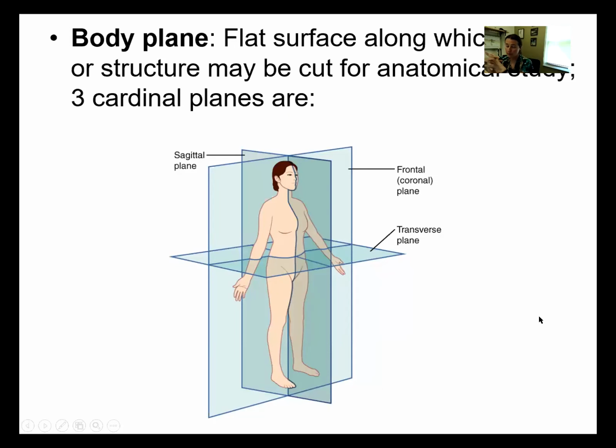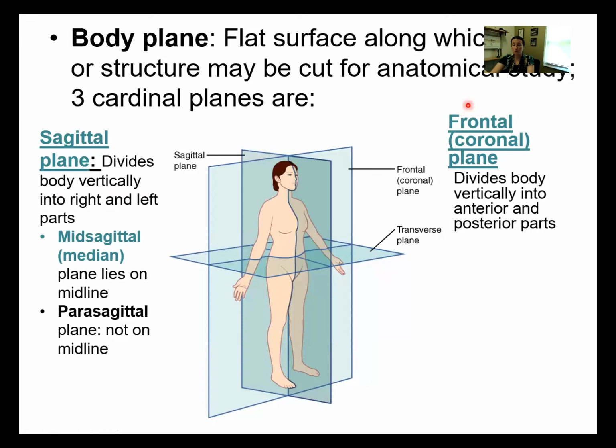A few more sets of terms to go through just for a common vocabulary at approaching the body. Body planes. So these are flat surfaces along which a structure or body can be cut either in real life, right, with a knife, or hypothetically. There are 3 cardinal planes. First is the frontal or coronal, right? We're naming something once if we can't name it 2 or 3 times. So the frontal essentially divides the body into front and back. Okay, so right in this direction.